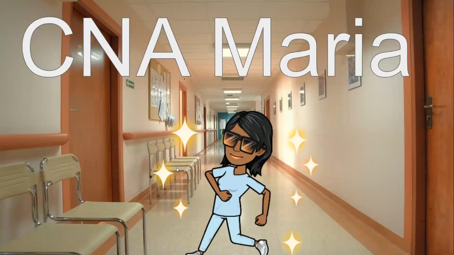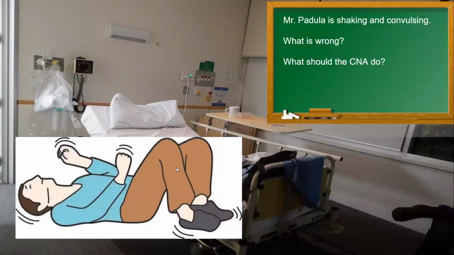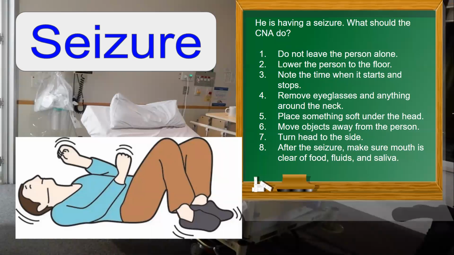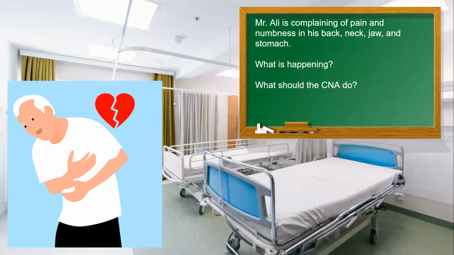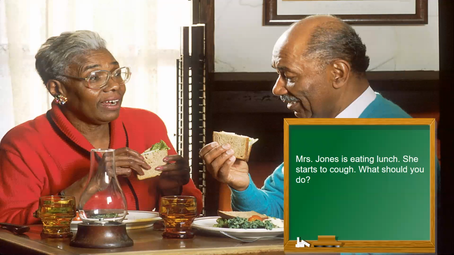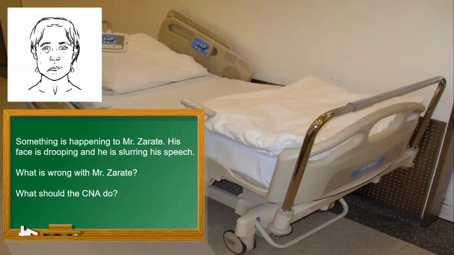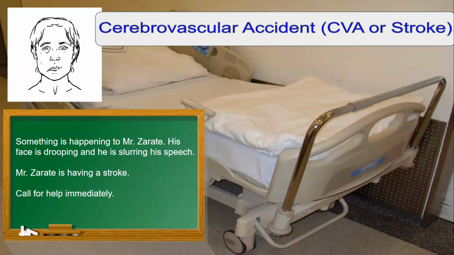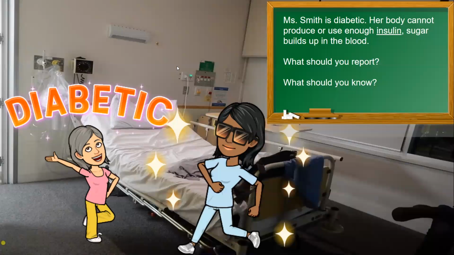All right, let's see who else CNA Maria is going to work with today. That may be all of them. We'll do a quick review. Seizure, myocardial infarction or heart attack. Here we have choking, stroke, and diabetic.